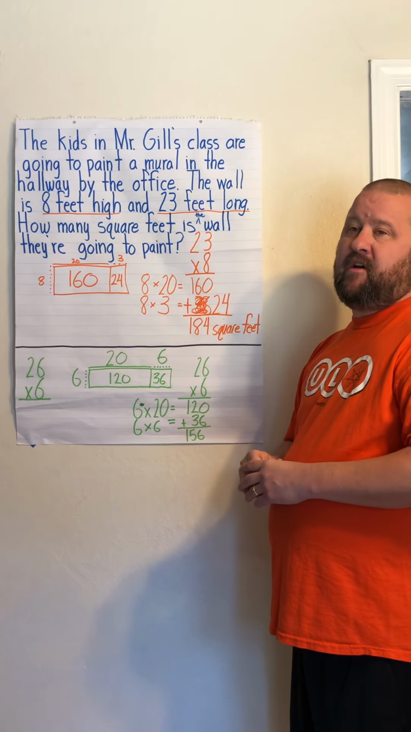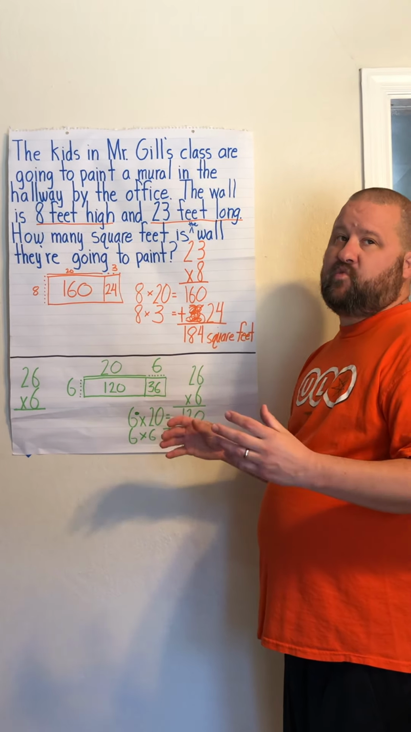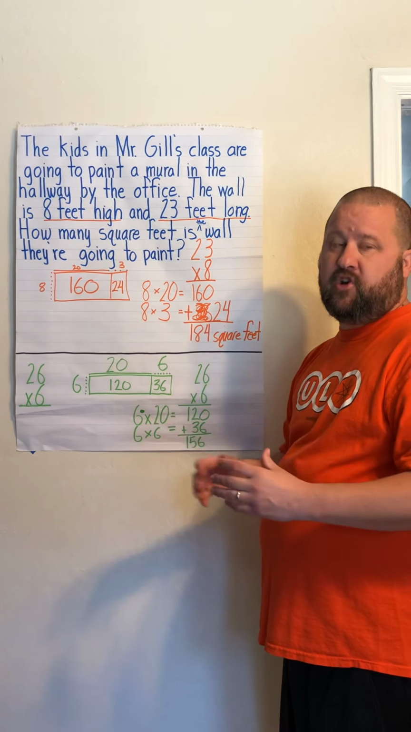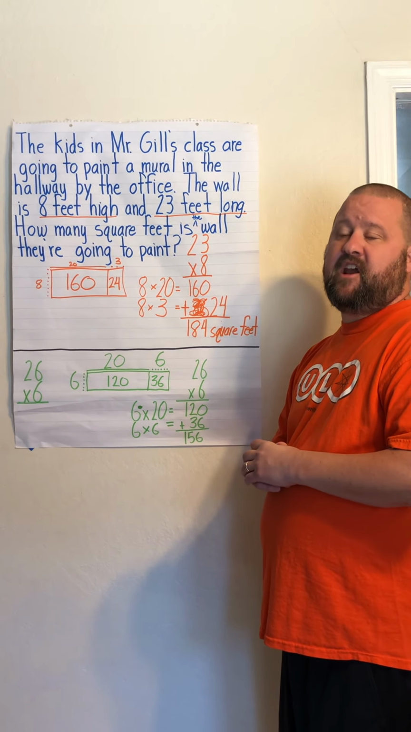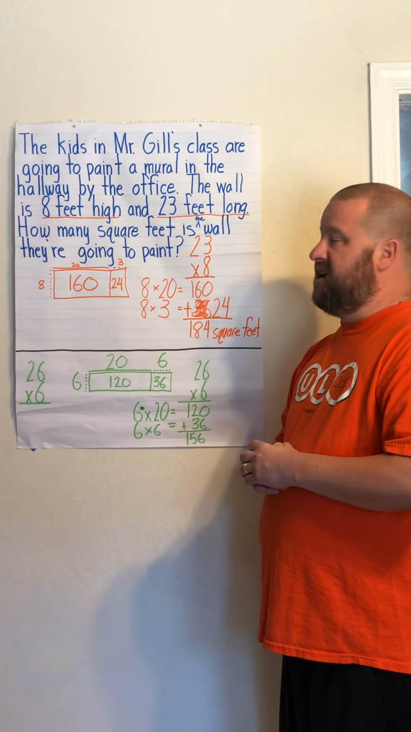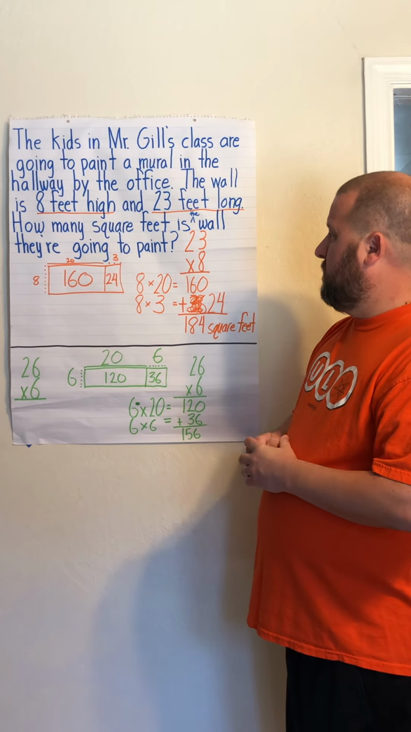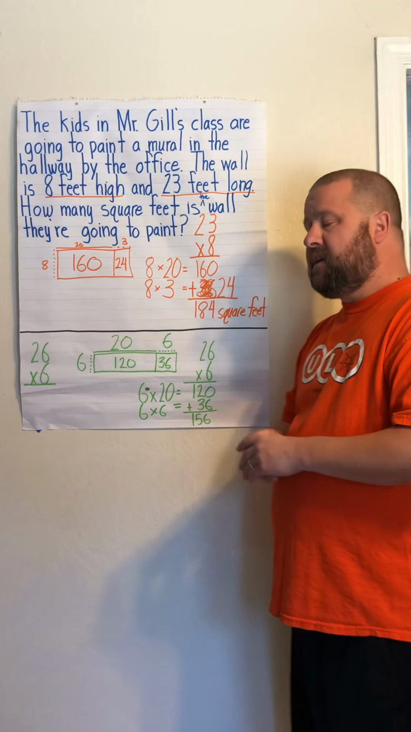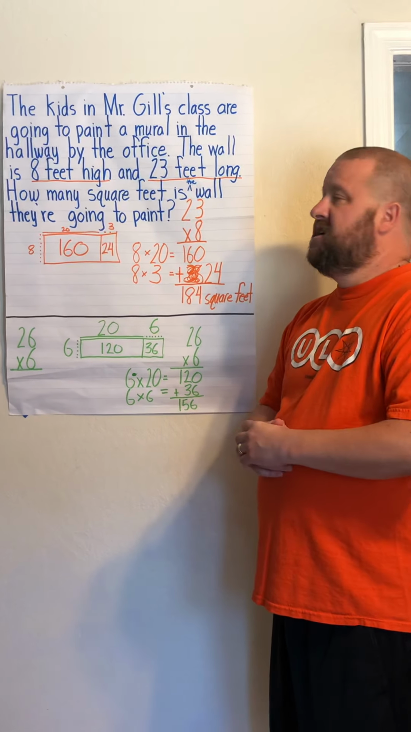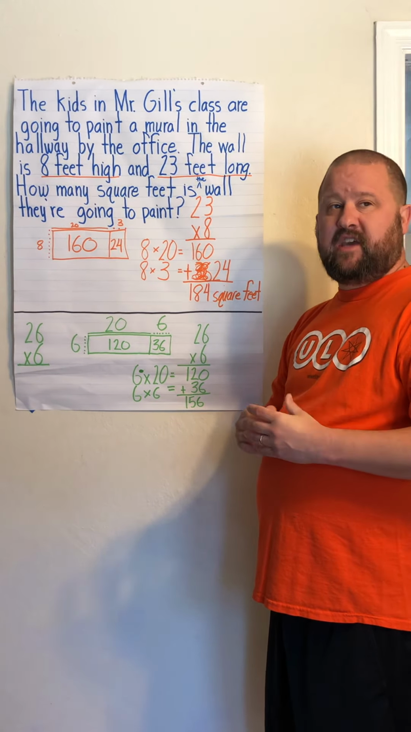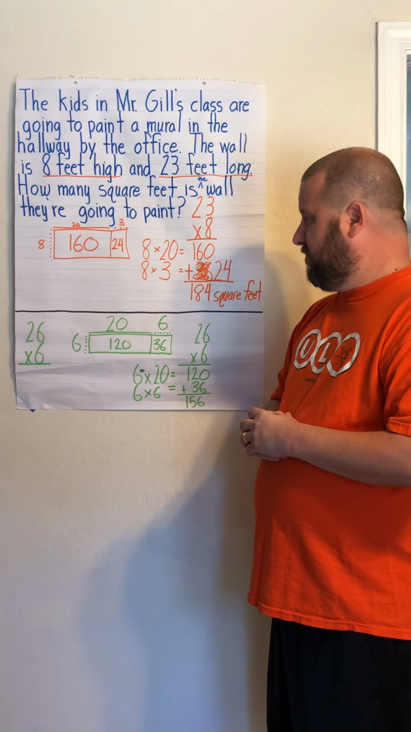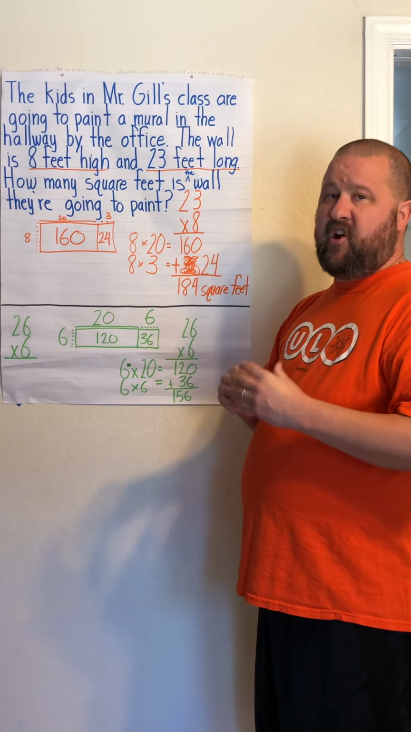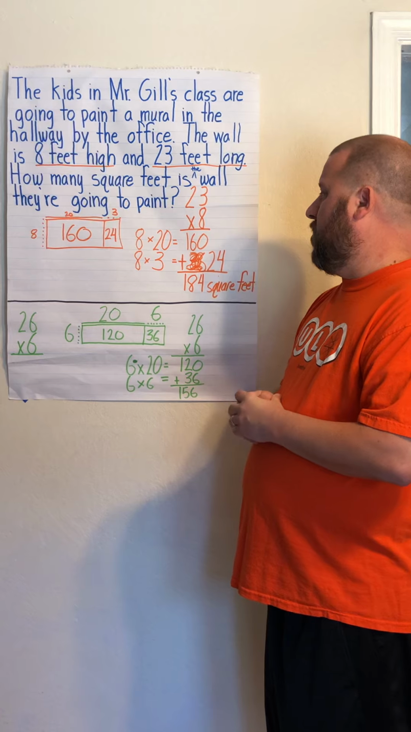So when we're talking about the square footage of this wall, we're talking about the area of the wall. And if you remember back to finding area, we multiplied the length and the width. And so our problem is going to be 23 times 8. And so what we're going to have you do today is draw a quick sketch of an area model. And then we're going to use that area model to help us solve the problem.